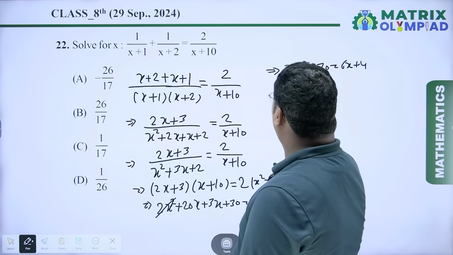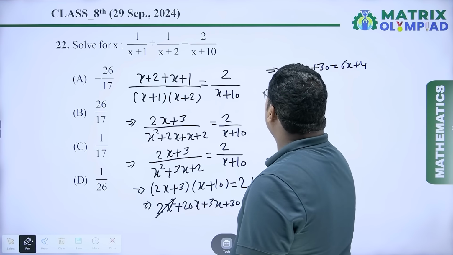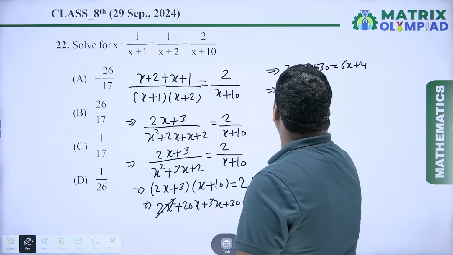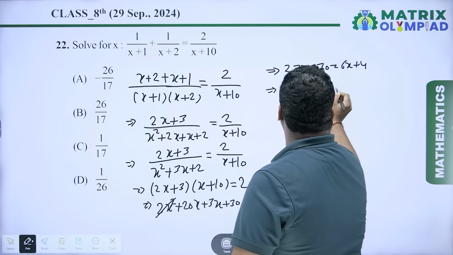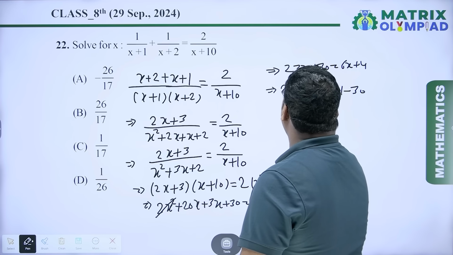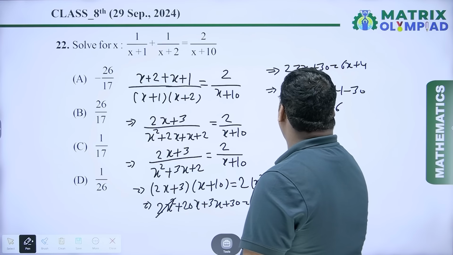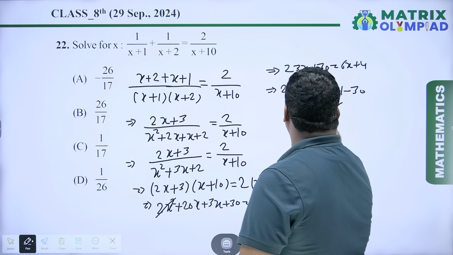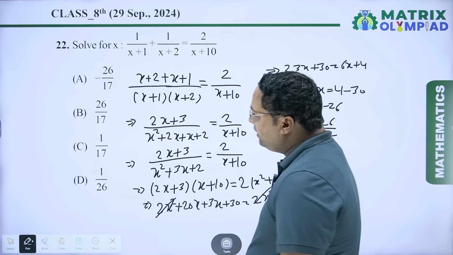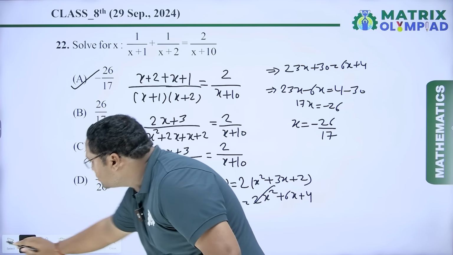Now again we have to take constant term in one side and variable in one side. So we will get 23x minus 6x is equal to 4 minus 30. So we will get 17x is equal to minus 26. So our answer x equal to minus 26 upon 17, and which is option number A. Now coming to next question.